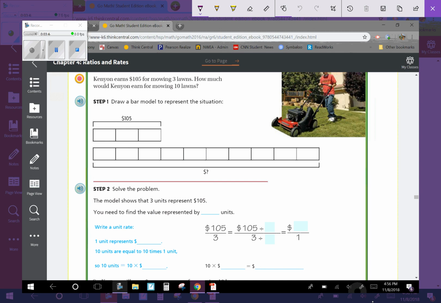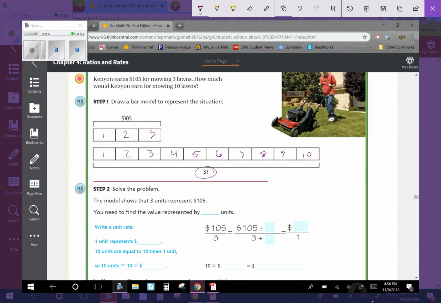So here they drew the bar model to represent the situation. So they have 1, 2, 3 lawns right here, and they're representing that's $105 for those 3. So down here they drew 3, 4, 5, 6, 7, 8, 9, 10. They drew 10 lawns. And there's a question mark right here because we don't know how much he's going to earn doing that. So step 2, now that we've drawn the model, step 2 says to solve the problem.